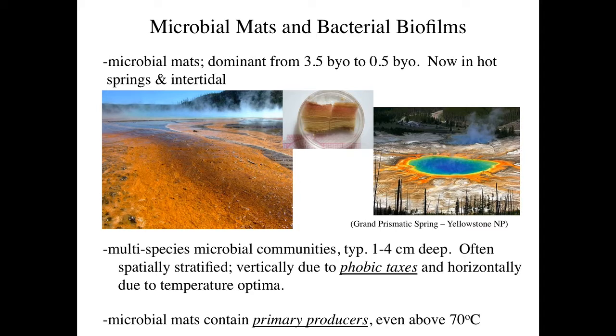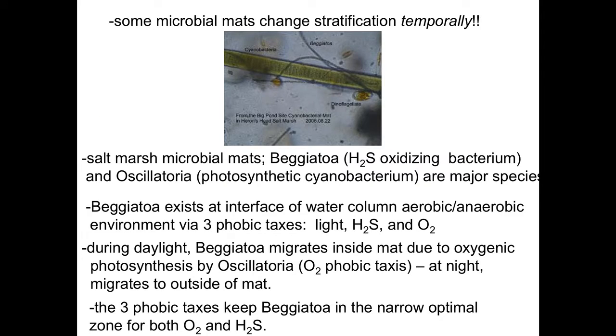You can find them in particular areas like Yellowstone National Park. This is the Grand Prismatic Pool from Yellowstone, and there are microbial mats living here on the edge. In salt marshes today, microbial mats are still an important ecosystem to consider, and they change over time, in terms of the dynamics of their structure.